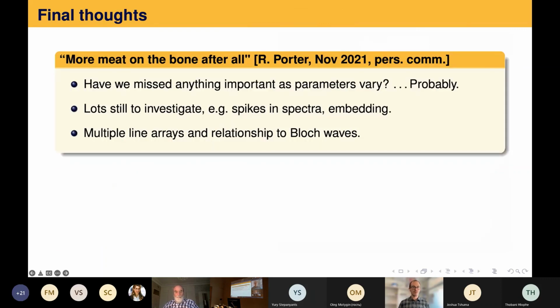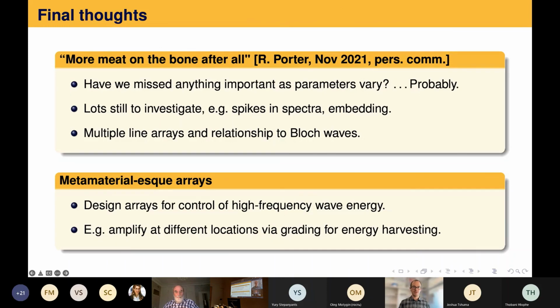Okay, so look, I realize I've gone a bit over time. There are my conclusions. I'll leave the minute or so that I've got for any questions. Any questions from the audience?